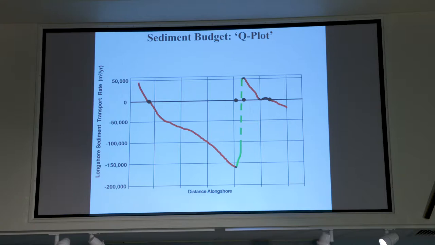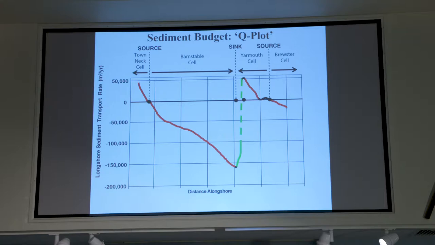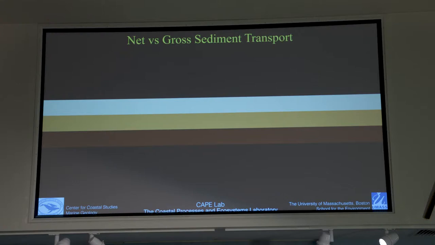So now we look at all the information. There's your sources, there's your sinks. That's the direction of sediment transport. This is actually where those nodal points are, where the sand's going, and where it's coming from. I've got a few more slides here, but the net versus gross. This is a big deal. Because what did I just say here? Oh, here we go. See the zero?